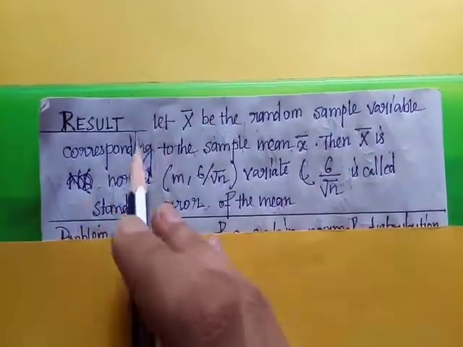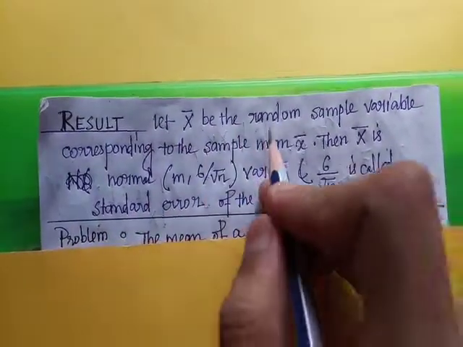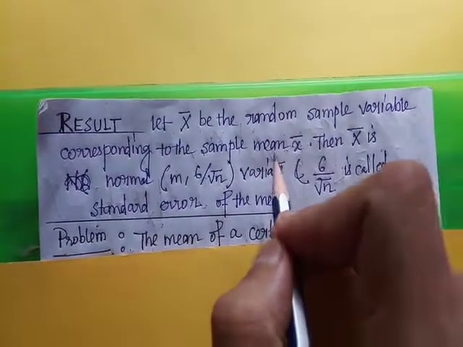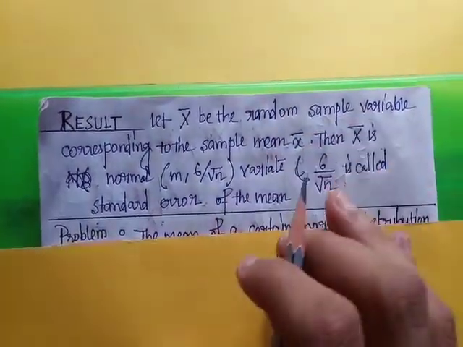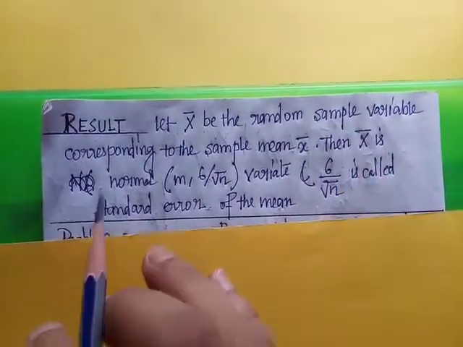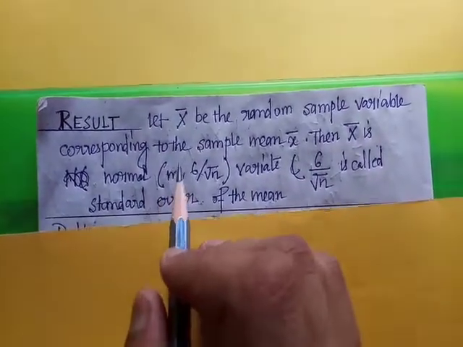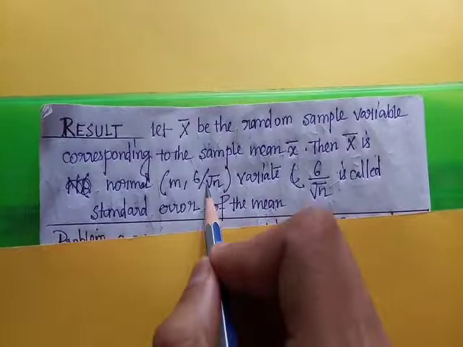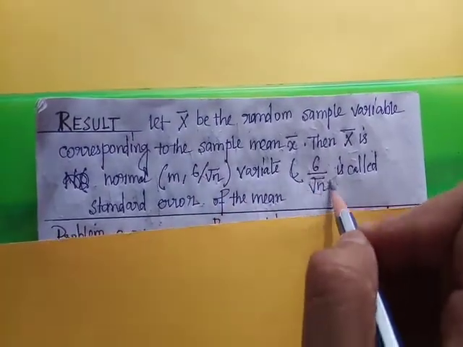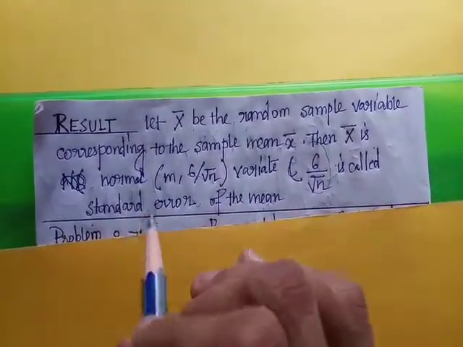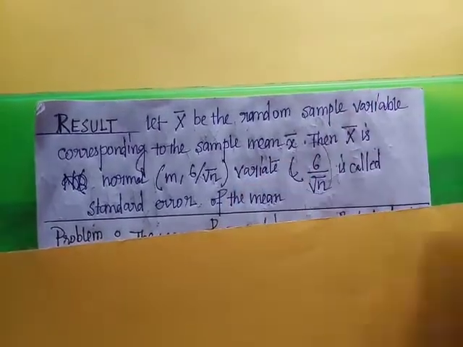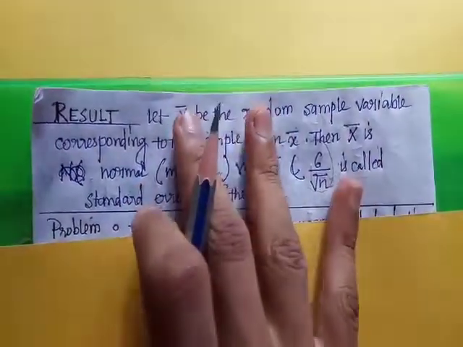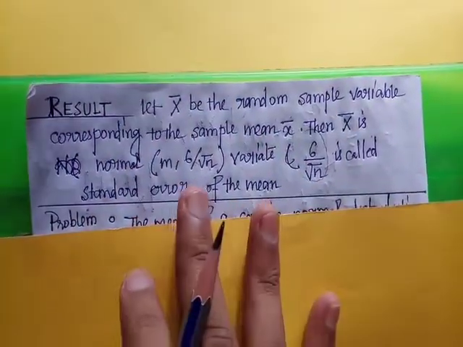I repeat, let capital X bar be the random sample variable corresponding to the sample mean small x bar. Then capital X bar is normal m comma sigma by root n variate, and this sigma by root n is called standard error of mean. Please remember this result. Now using this result we will solve a problem.